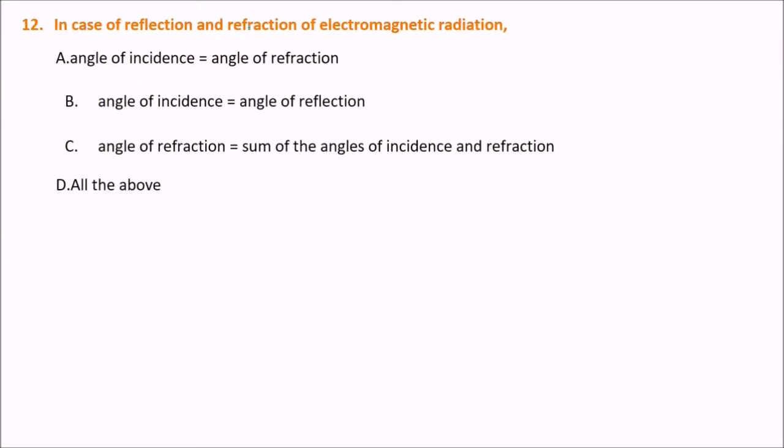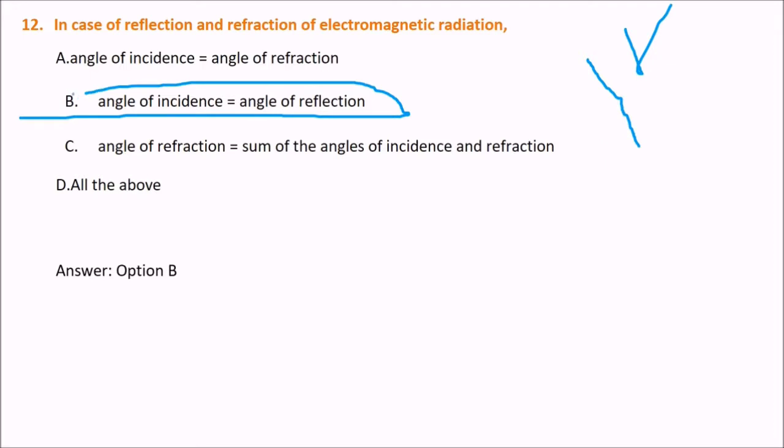In case of reflection and refraction, reflection means changing, bending of the image. So in case of reflection and refraction of an electromagnetic radiation, the angle of incidence is equal to the angle of reflection. Angle of refraction is equal to the sum of angle of incidence and refraction. The answer is angle of incidence will always be equal to the angle of reflection. This is the true one.